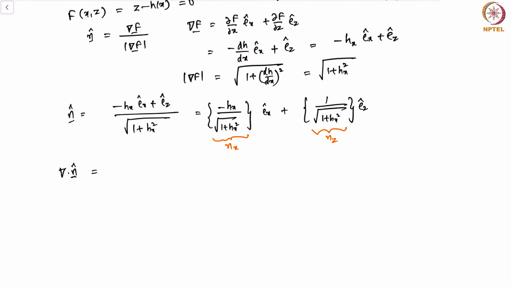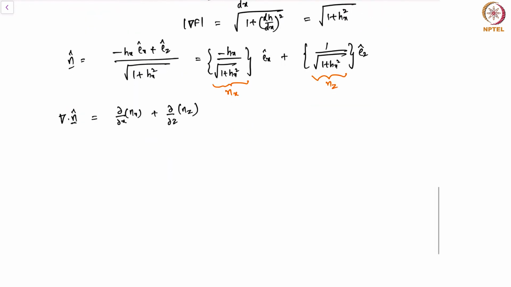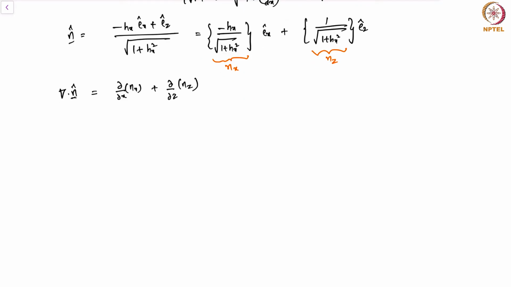Therefore, curvature del dot n will be del by del x of nx plus del by del y of ny plus del by del z of nz. We will be doing these calculations a few more times in the course. Here we are doing it for a static meniscus. We may repeat this calculation for the curvature of an interface even when it's not a steady or static problem. But it's worth going through this exercise a few more times so that all of you get some practice doing this.